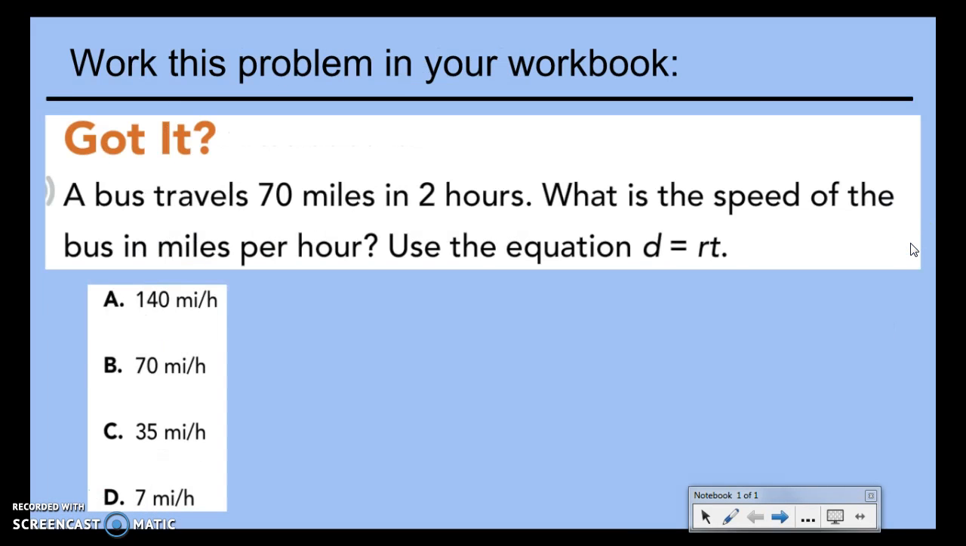Alright, work this one out in your notebook. I want you to copy down the situation, your problem. A bus travels 70 miles in 2 hours. What is the speed of the bus in miles per hour? Use the equation DIRT to solve it. See if you can do it by yourself first. Figure out which letters you're replacing with these numbers, and then push play and we'll work it out together.